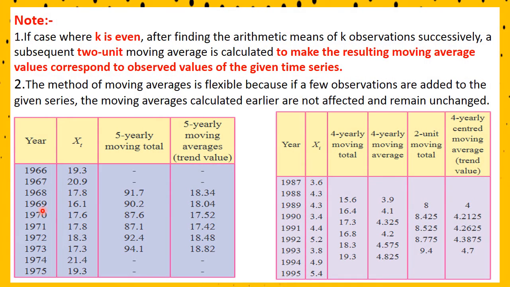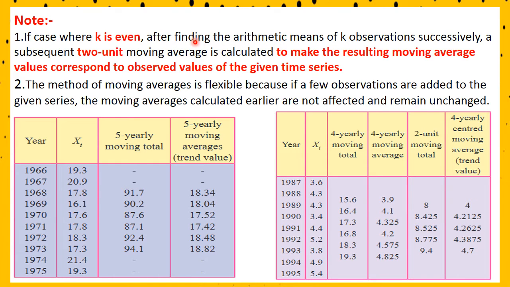Now there are some important points in this. In case where k is even, after finding the arithmetic mean of k observations, a subsequent 2-unit moving average is calculated, because after finding the arithmetic mean you can observe that the values are not along the given years. So if we are asked to draw the graph, we cannot draw the graph by taking the values of xt, that is, the moving averages. After finding it, we cannot plot these moving averages along a particular value if k is even.